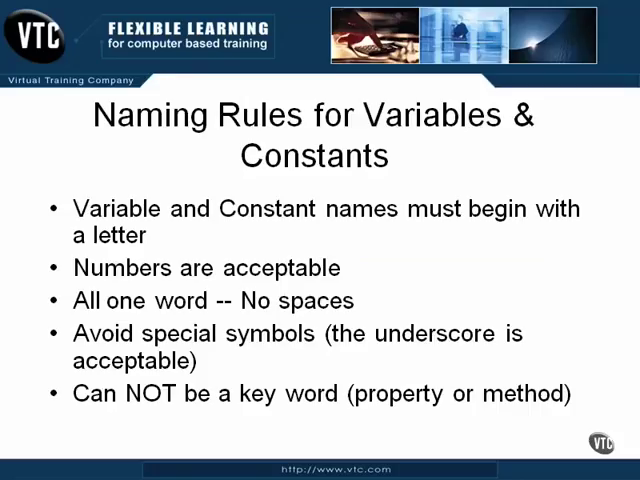When creating your variables and constants in Visual Basic, there are some rules that you must follow. Variable and constant names must begin with a letter. The other characters can be other letters. Numbers are acceptable. The word that you create must be all one word, that is, no spaces embedded within the word. You will want to avoid special symbols, although the underscore is okay. And the word that is created as a variable or a constant cannot be a keyword, such as a property or a method name.